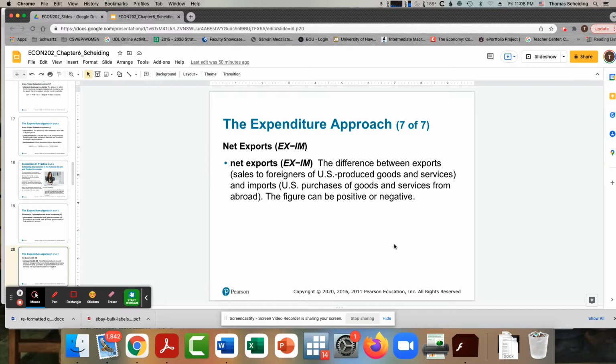And then finally, we have net exports. The difference again between exports and imports. Exports, what we sell to the rest of the world, imports being what we buy from the rest of the world. We are a net importer, meaning we buy more from the rest of the world than we sell to the rest of the world. And so that would mean that for the United States, our net exports number will be negative.